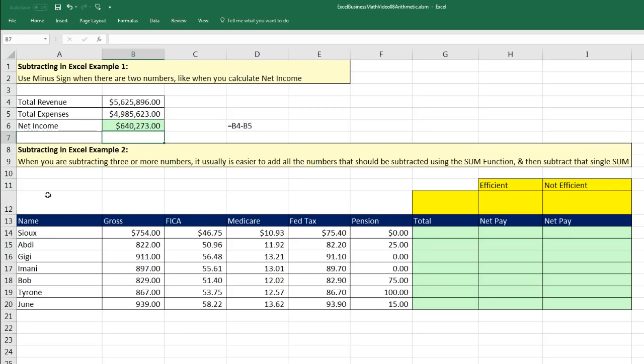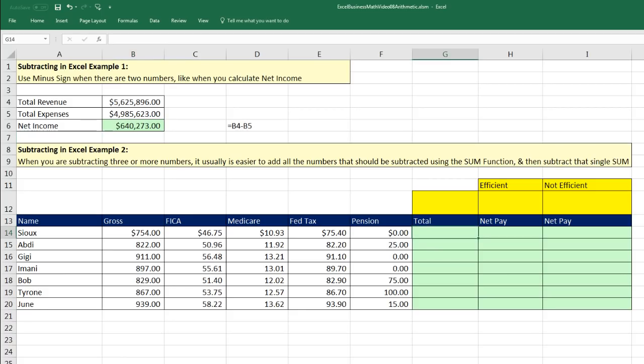Now, here's a common payroll example. We have a bunch of names. Here's their gross pay. And later when we study payroll, we'll have a bunch of deductions, and we'll actually calculate these based on certain percentages. But look at this. 1, 2, 3, 4. Each one of those 4 expenses has to be subtracted from gross profit.